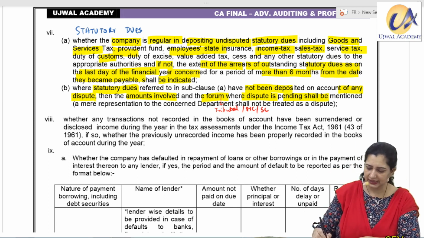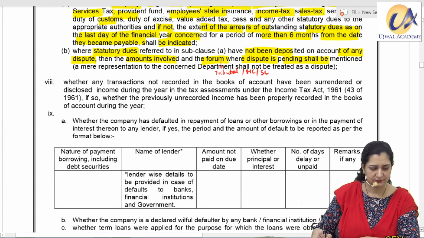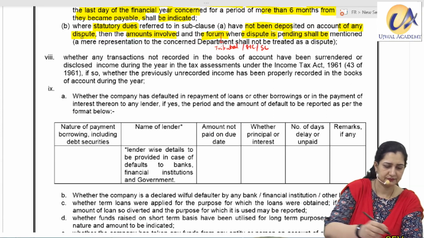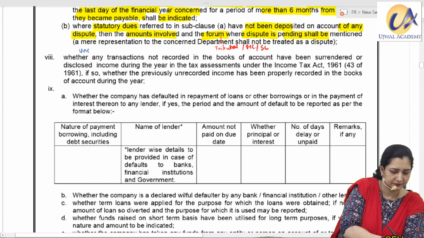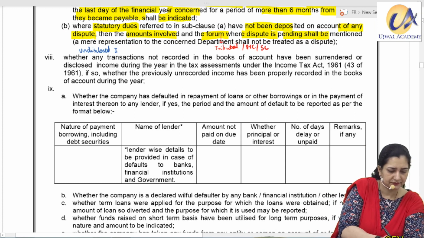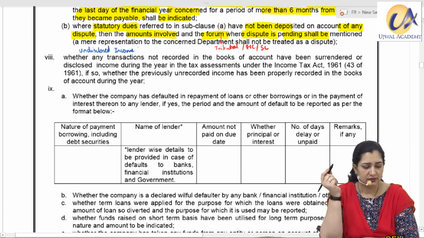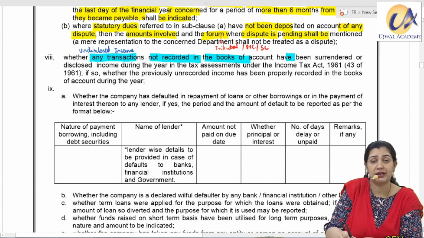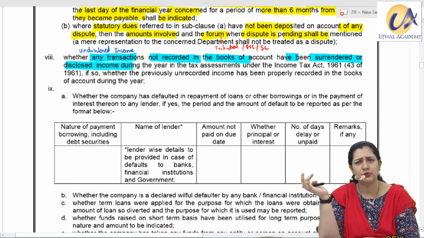Now, the next one we have got is unrecorded transactions. Write down the point. Unrecorded transactions, or we can call it undisclosed income. Again, Schedule 3, this point has come up, where any transactions which are not recorded in the books have now been recorded or surrendered or disclosed under the assessments under the Income Tax Act due to some search activity or some assessment time.